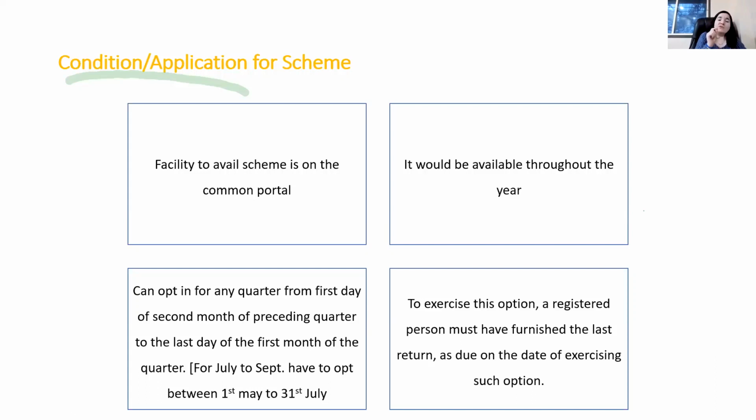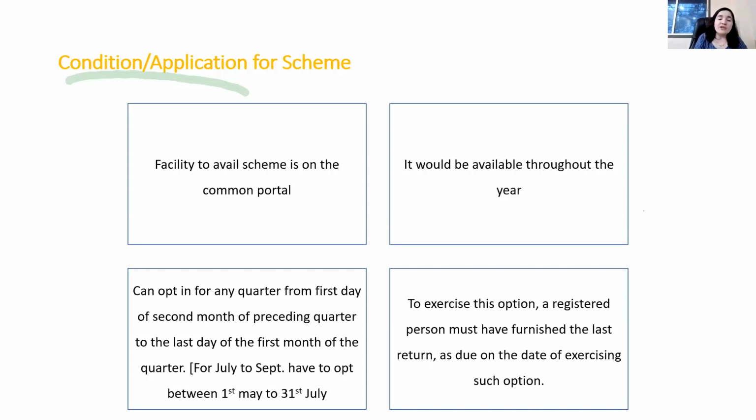That means whenever you intend to opt in for the scheme, that is available from the first day of the second month of the preceding quarter to the last day of the first month of that quarter. So first, when you have to opt in, from the first day of the second month of the preceding quarter to the last day of the first month of that quarter.